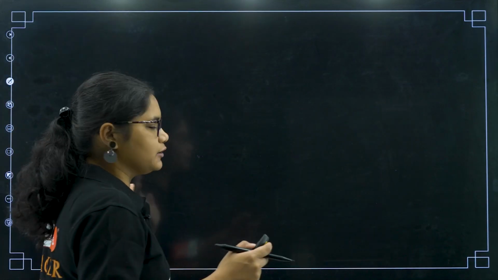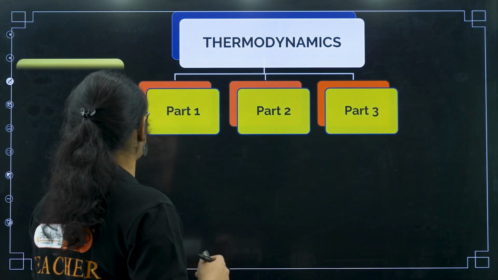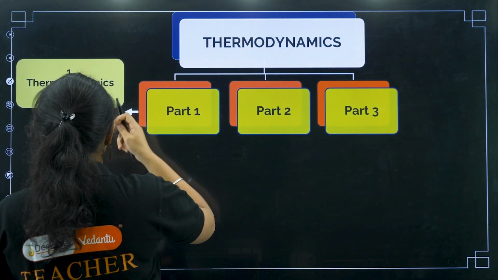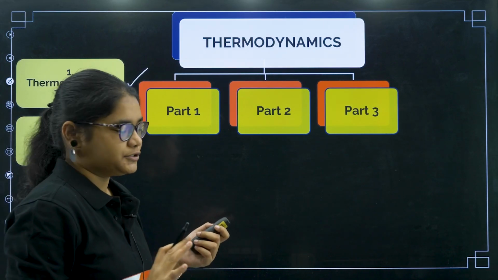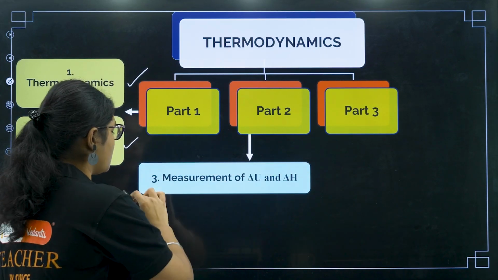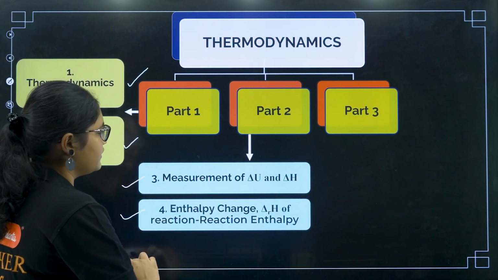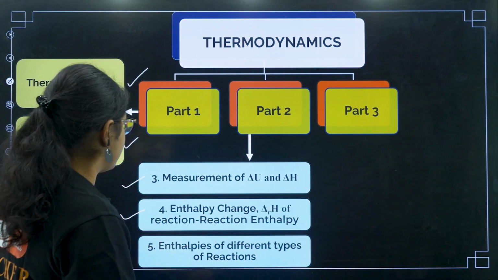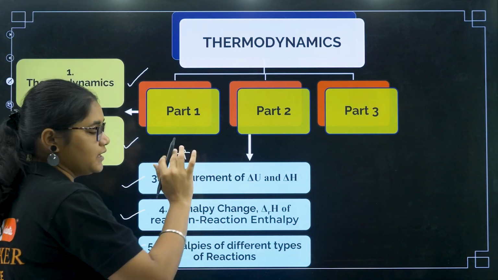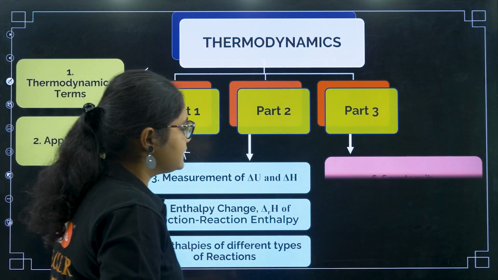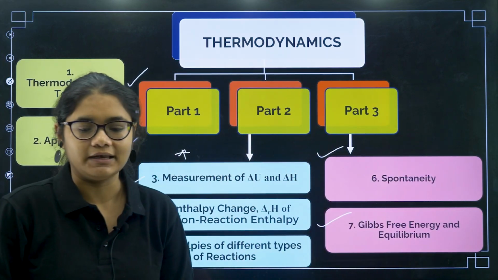First I'll be telling you how we are going to complete this chapter. We will have 3 parts in this chapter. In the first part, that is in today's lecture, we'll be discussing thermodynamic terms and applications. The second part will be about measurement of delta U and delta H, enthalpy change, and the third one will be enthalpies of different types of reaction. This is going to be a major topic here. Then in the third part, we'll be discussing spontaneity and Gibbs free energy and equilibrium.